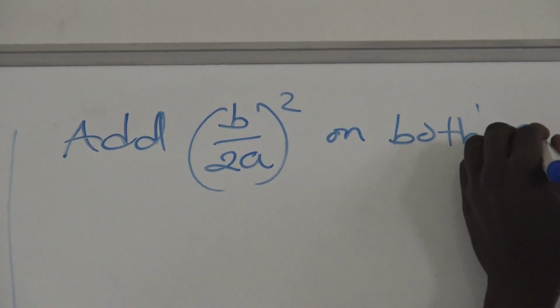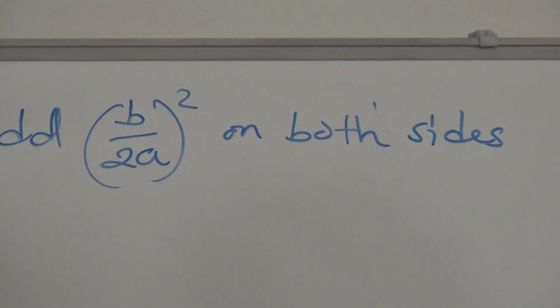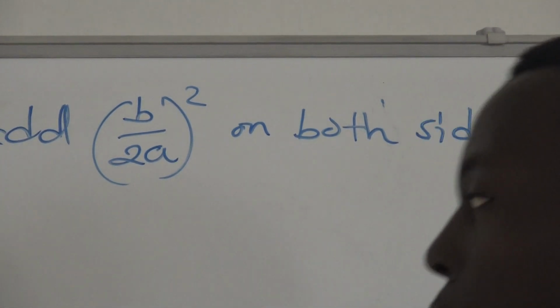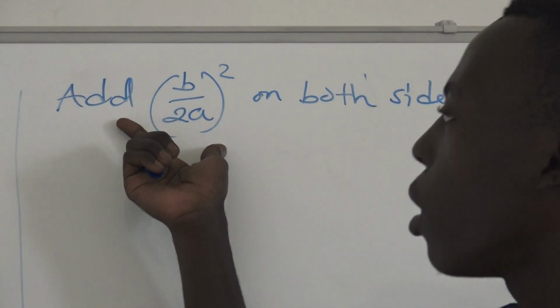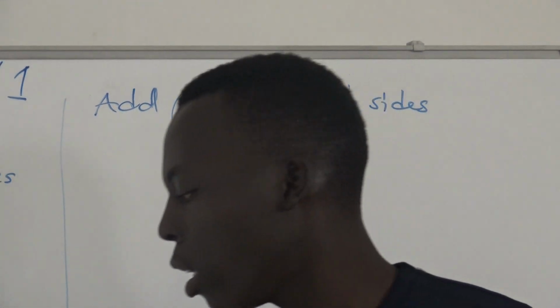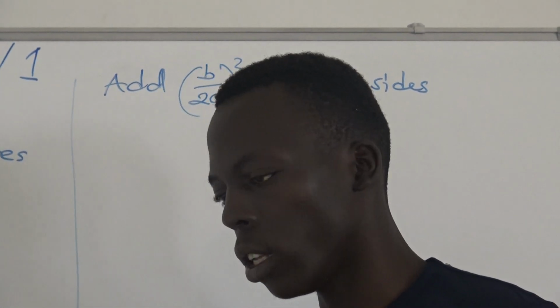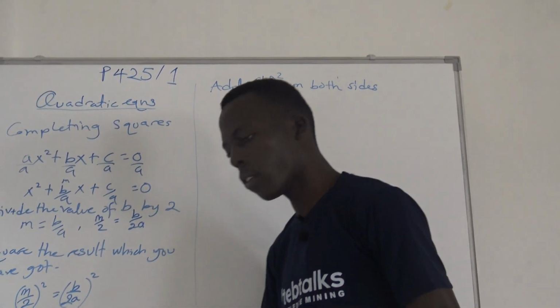On both sides. So what does this one mean? It means that I'm going to get this one, the number which I squared. I add it here and also here. You add it to this side and this side.